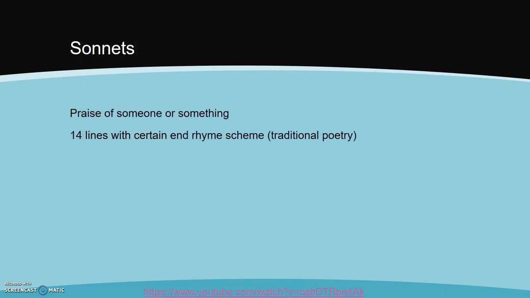First of all, I'm going to introduce you to a world-famous kind of poetry called sonnets. A sonnet is traditionally a praise to someone or something. A sonnet consists of 14 lines with a certain end rhyme scheme. Of course, I'm talking about traditional poetry. In modern poetry, you could see sonnets that will not have a certain end rhyme scheme.